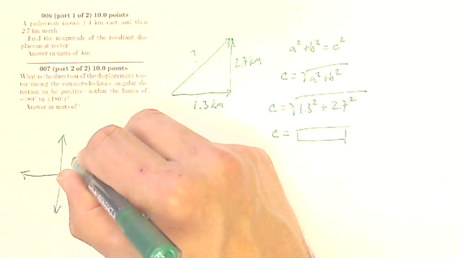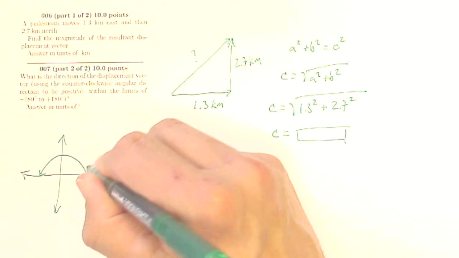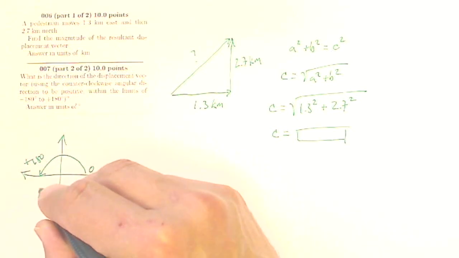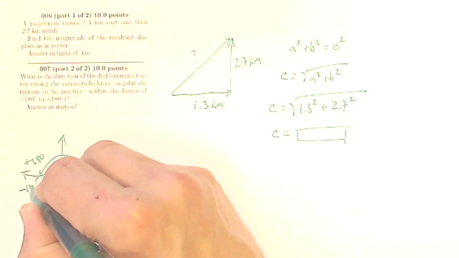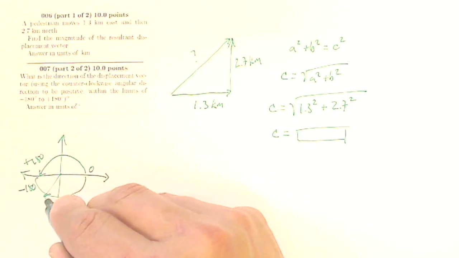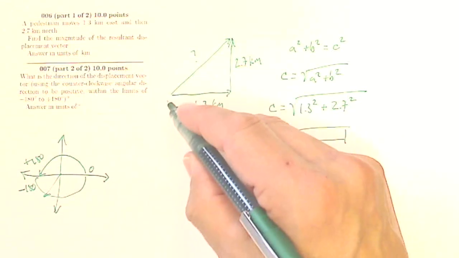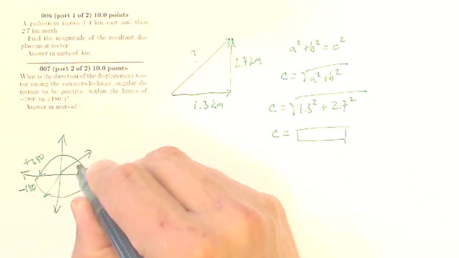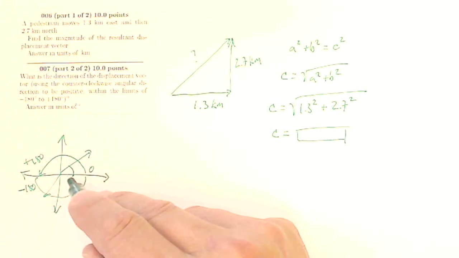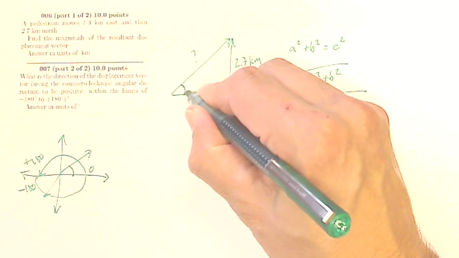So anything up around this way, we go from 0 to 180, and that's positive. Anything around this way would go from 0 to negative 180. So if I were pointing this way, I'd have some negative 90, 100 and something degrees, right? But here I'm pointing up and to the right, so I'm going to have some positive angle here. So it's just somewhere between 0 and 90. So really, I just want this angle. So it's asking what's this angle.